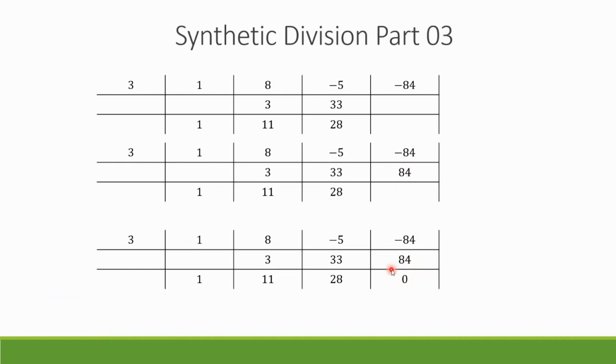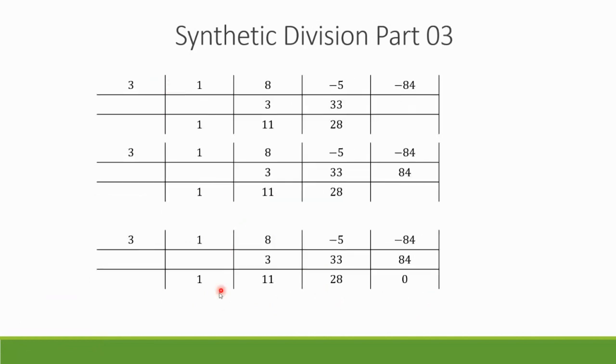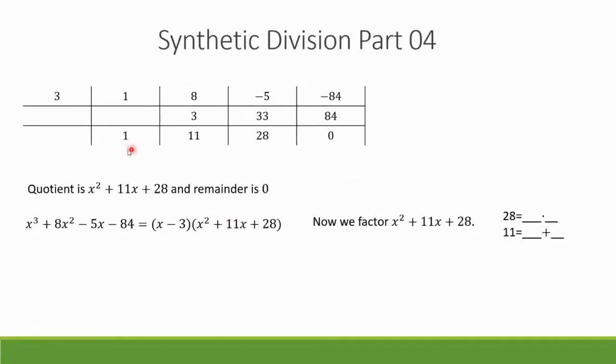And remember, the last number here, this is the remainder. These numbers are the coefficients of the quotient. The quotient is 1 degree less than the dividend. So our dividend is this, which is degree 3. Our quotient will be degree 2. We'll actually have x squared plus 11x plus 28 here. This number here is the remainder. In this case, our remainder is 0. Good.